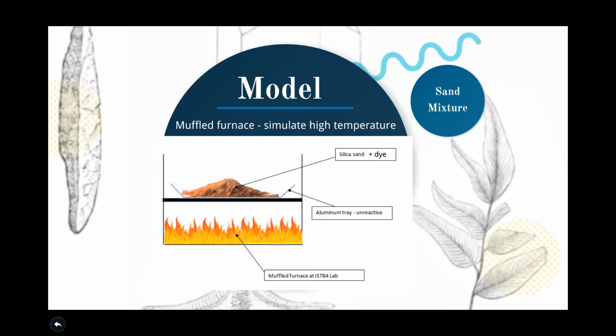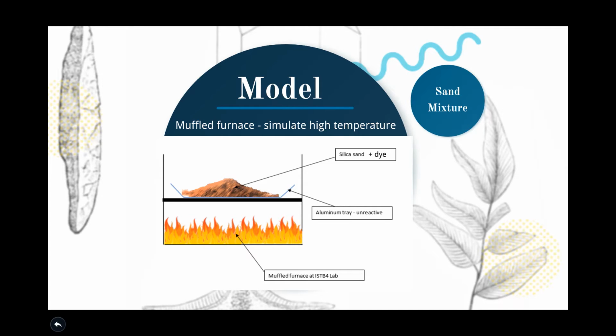The way we model this experiment is we use a muffle furnace to simulate high temperatures. We were able to use a muffle furnace at the ISTB4 lab that can go up to temperatures of 600, 800. We used an aluminum tray as it's unreactive and wouldn't melt with the sand.